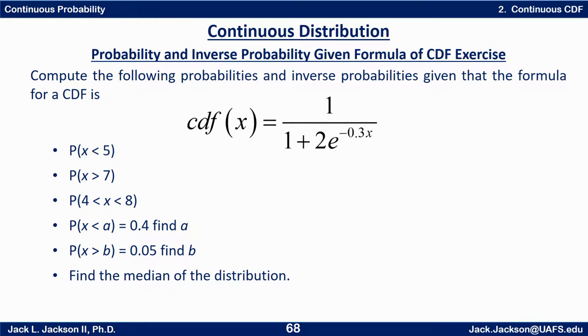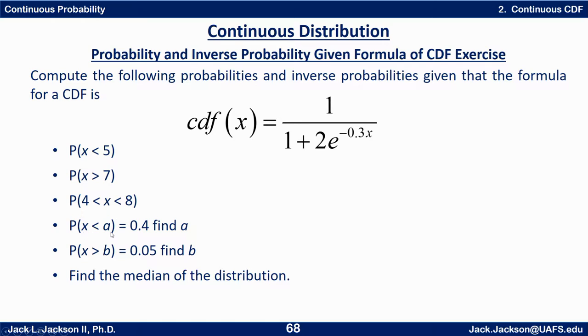So here's an example of a CDF function. First of all, we're going to get this in our calculators and graph it and convince ourselves that it really is a CDF function. And then from there, we're going to compute some different probabilities: the probability that x is less than 5, the probability that x is greater than 7, the probability that it's between 4 and 8. And then we're going to compute some inverse probabilities.